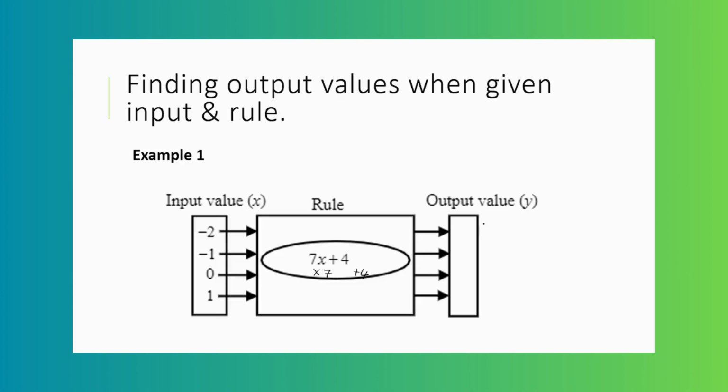For negative 2, if we first multiply it by 7, we get negative 14. And when we plus 4, we get negative 10. Then minus 1 times 7 is minus 7. Plus 4 is minus 3. Then 0 times 7 is of course 0. Plus 4 is 4. Very important, you notice the 0 input gives you whatever that plus or minus part is as an output. If we substitute 1, 1 times 7 is 7, plus 4 is 11.